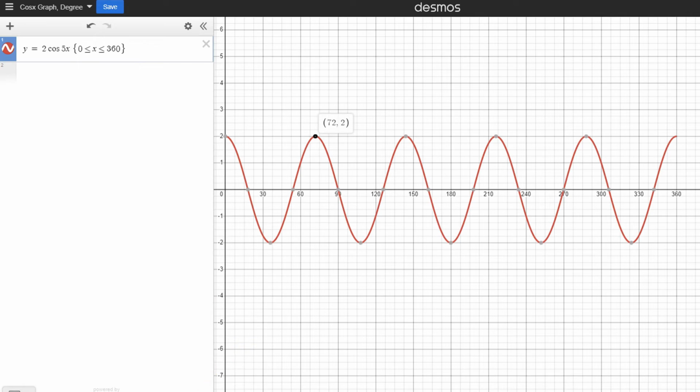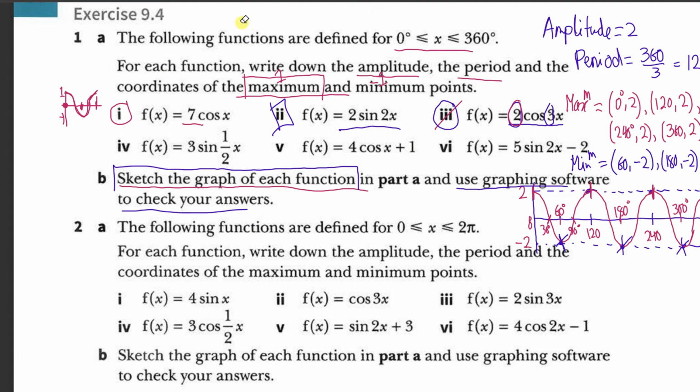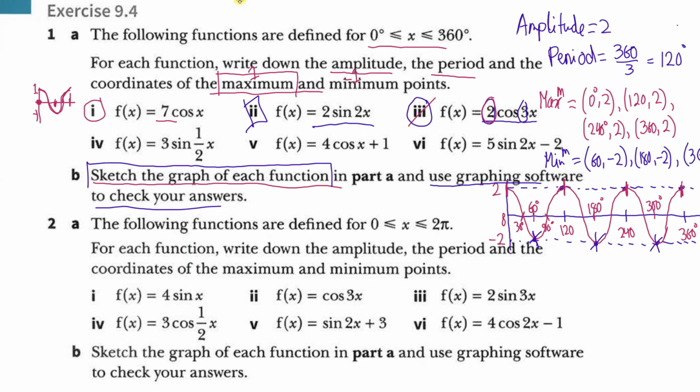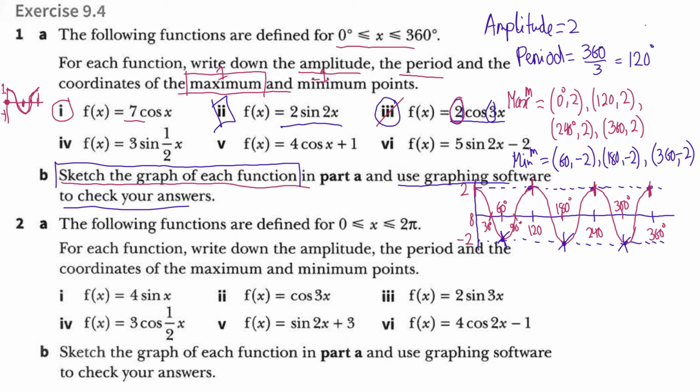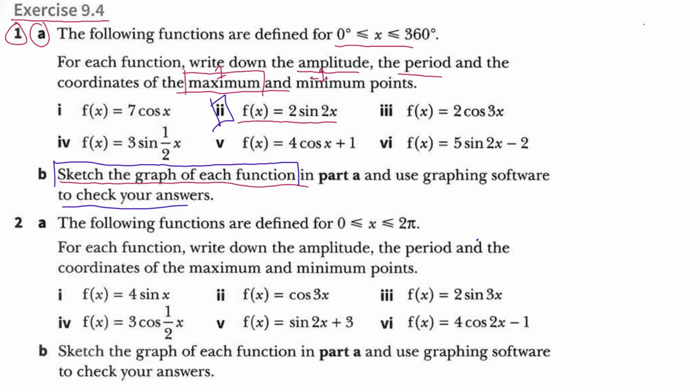So let us now move to the sine curve. I have planned to show you the sine curve. This is the exercise we are doing. Let me move to the sine curve for question number 2. The first question is amplitude, so you can write amplitude. The amplitude is the value written in front, which is 2.